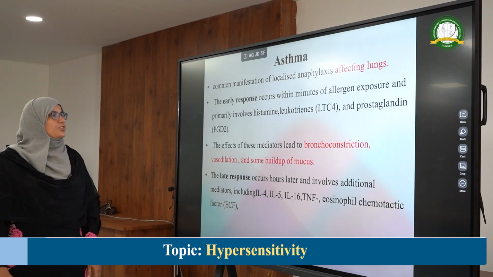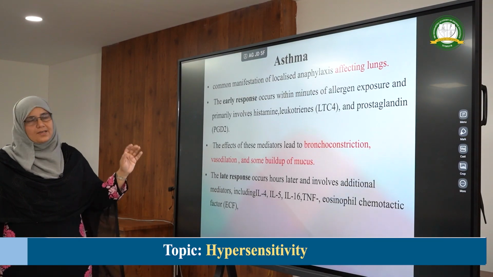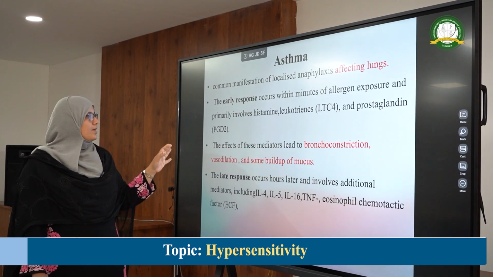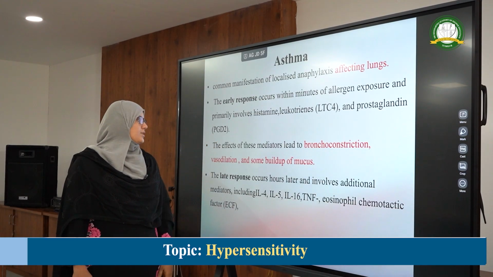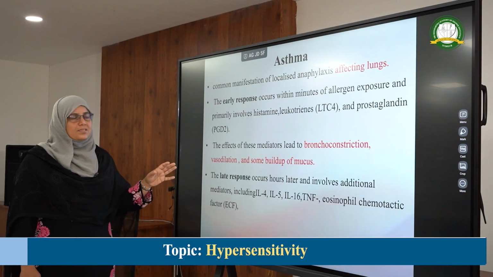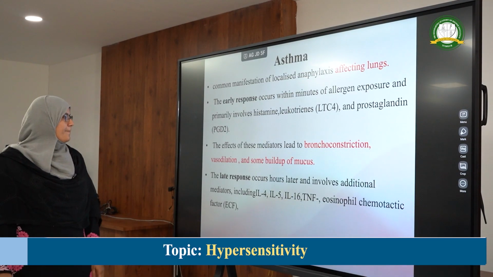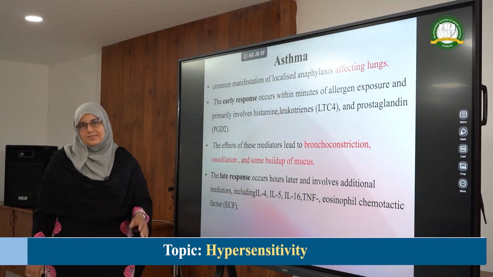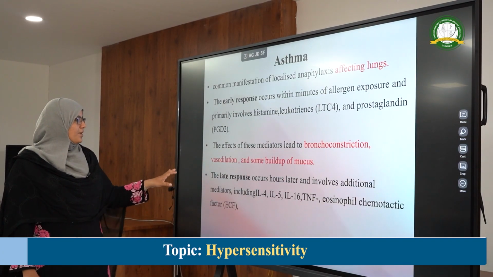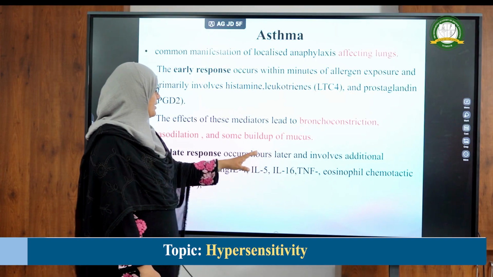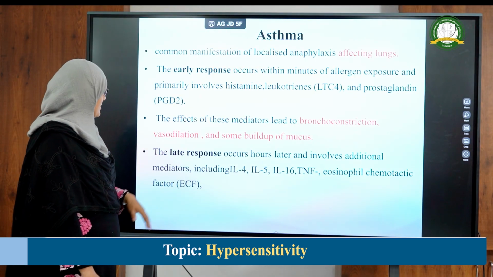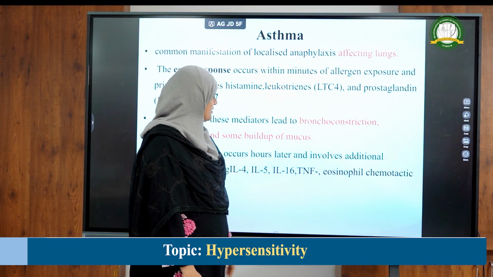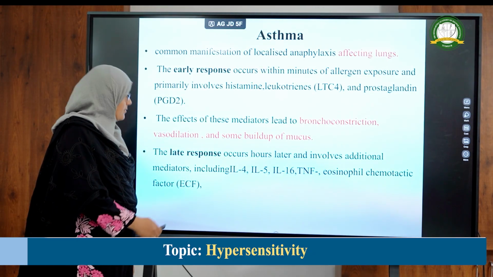Asthma, a common manifestation of localized anaphylaxis. This affects the lungs. The early response occurs within minutes of allergen exposure and primarily involves histamine, leukotrienes and prostaglandins. The effects of these mediators lead to bronchoconstriction, vasodilation and some buildup of mucus. This is the reason we hear wheeze in an asthmatic patient. As part of the late response that occurs hours later, it involves additional mediators including interleukin 4, 5, 16, tumor necrosis factor, eosinophil chemotactic factor.